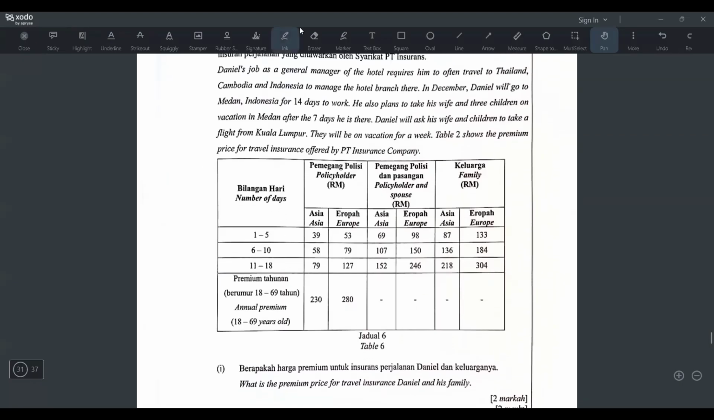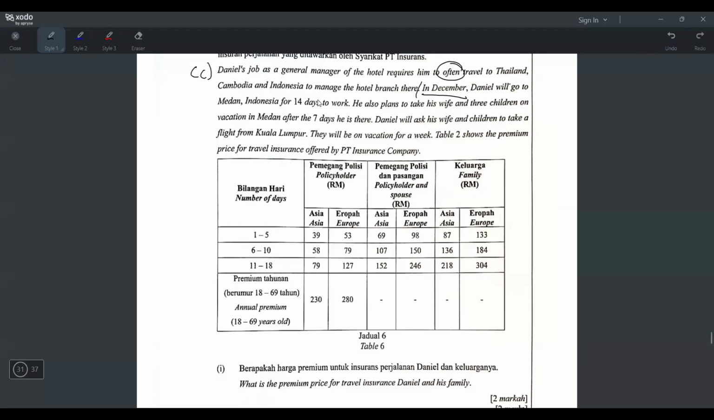Okay, let's continue with question C. This looks like an insurance question. Let's read the question. Daniel's job as a general manager of the hotel requires him to often travel to Thailand, Cambodia, and Indonesia to manage the hotel branch there. So he needs to often travel to manage the hotel. In December, Daniel will go to Medan in Indonesia for 14 days to work. So he has to go to Indonesia for 14 days.